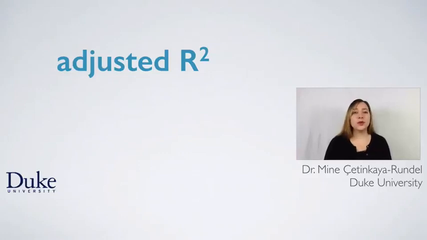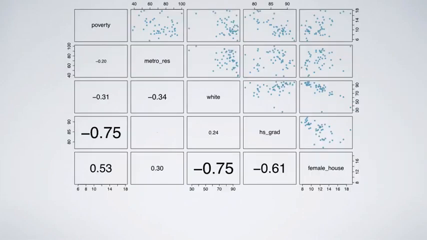Next, we introduce a new measure, adjusted R-squared. We're going to talk about how to calculate this value, as well as what it means and how it's used. We're going to use data from the US states on poverty as an example in this video. Remember, we had data from 50 states plus District of Columbia.